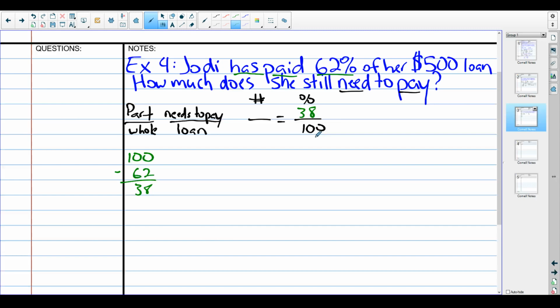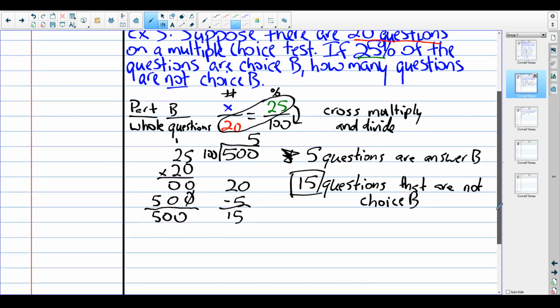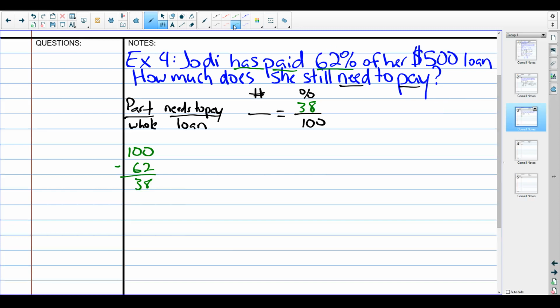Okay. If we had put 62, we could still get the same answer, but then it would be like this one here, where after we solved it, we had to subtract to get our final answer. So we're just switching the order around. Okay, so let's fill in the rest. So it says her $500 loan. So that's the whole thing. The total amount she has to pay is $500. And we want to know how much of that does she still have to pay.